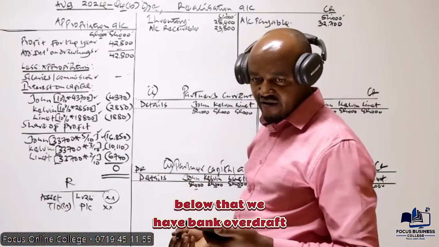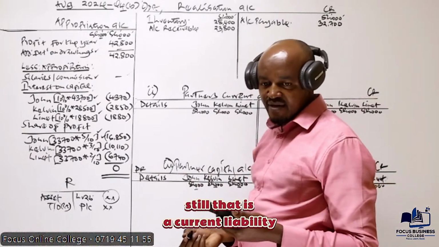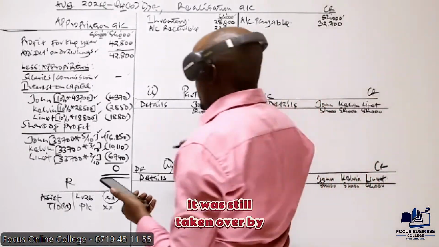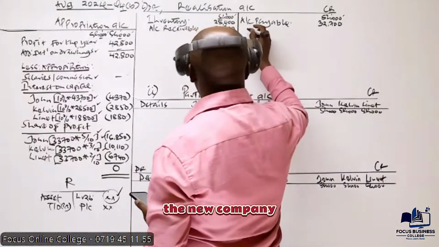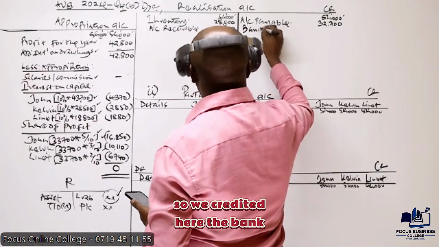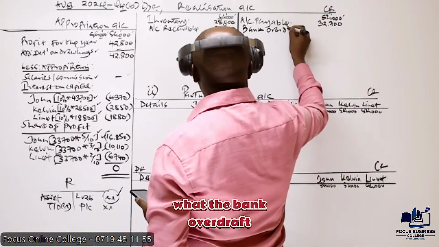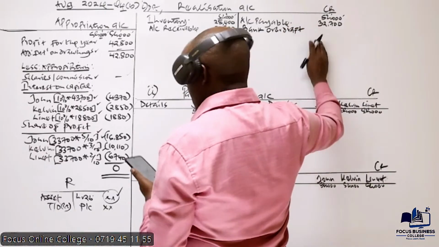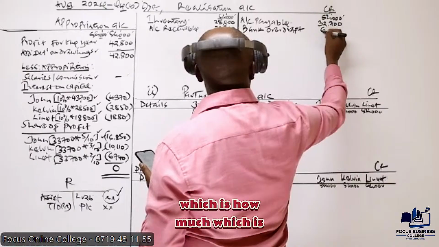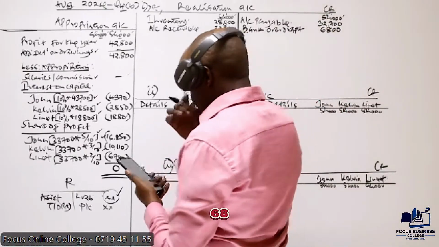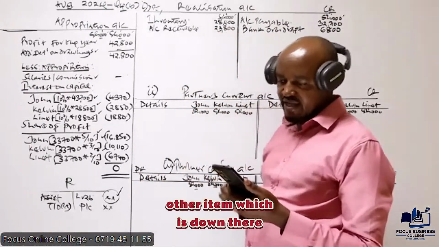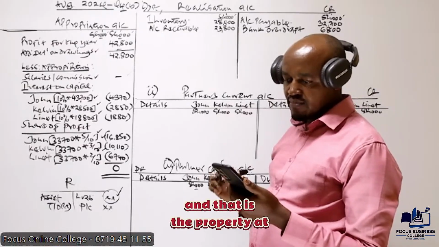Below that, we have bank overdraft. Still, that is a current liability. As per note number 4, it was taken over by the new company. So we credit it here. The bank overdraft, which is how much? Which is 68. So then we go to the other item, which is down here, and that is the property at carrying amount.